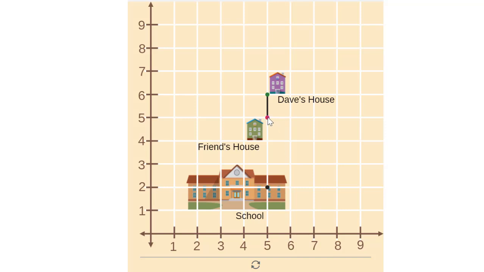So if Dave is now riding his bike, he's going to go 1, 2, 3 more squares from his friend's house to school. So what's the total distance between Dave's house at 5, 6 and school down here at 5, 2? 1, 2, 3, 4 total squares. So the distance between them is 4.